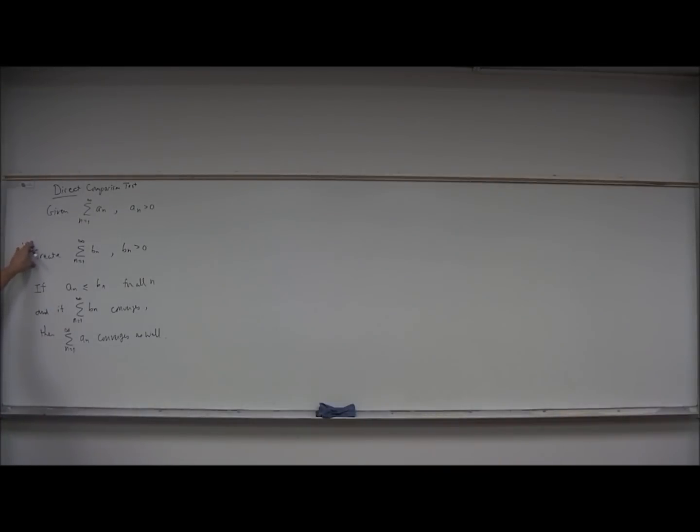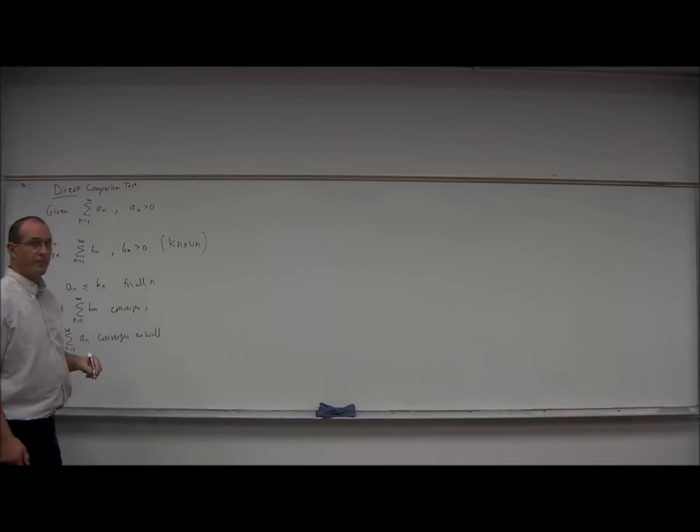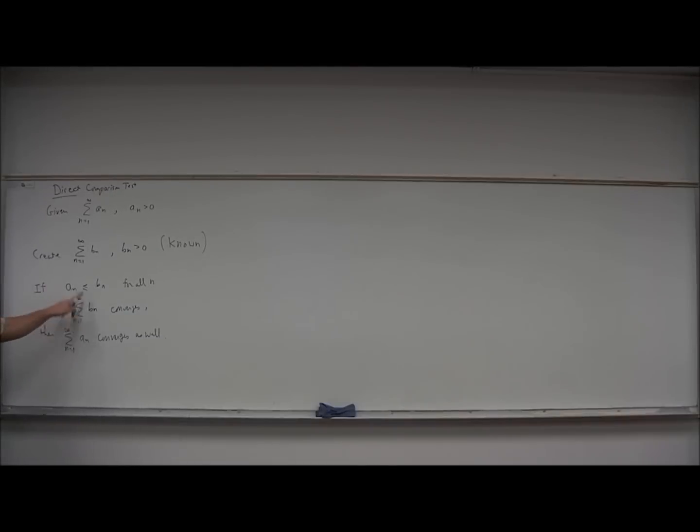So when we create the series summation of Bn, it's important that we know whether that series converges or diverges. So maybe it'll be a p-series, or maybe it'll be a geometric series. It should be a series whose behavior is known. Then, if that series converges and the series that we're given has smaller terms, then the series that we're given will also converge. So less than a convergent series is convergent.